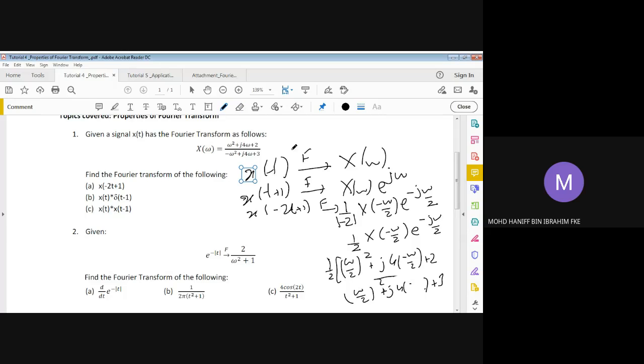Okay, so it's supposed to be negative omega divided by 2. And then it needs to be multiplied with this exponential of negative j omega. So I just put it here, exponential negative j omega divided by 2, multiplied with all of these terms. Okay, is that clear on this answer? So basically it's just to test your understanding of the properties of a transform, which includes the time shifting and time scaling properties.